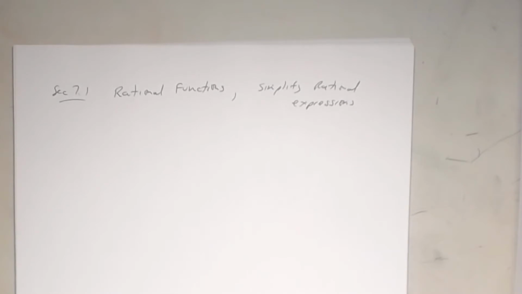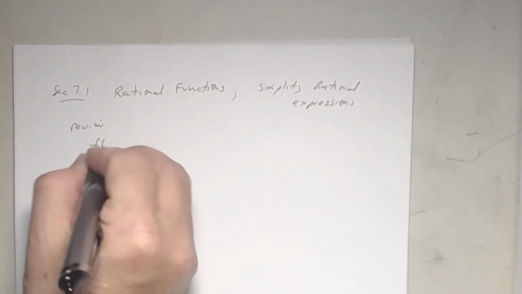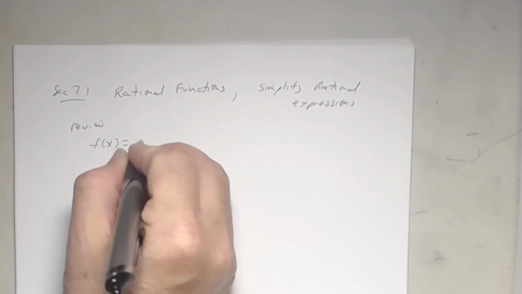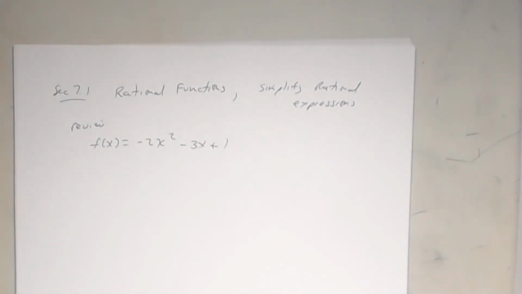So your first test, you had functions in the first test, and you have functions in the second test. Make sure you go back over that first test, some of you, especially with the part on functions. So remember the function notation? Let's just review this for a moment. If f of x equals negative 2x squared minus 3x plus 1, we have this function. Now this particular one is called a polynomial function.